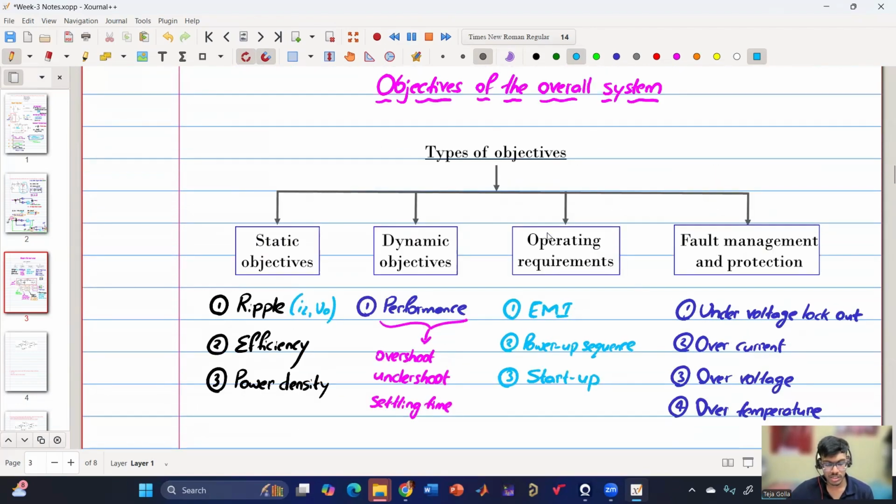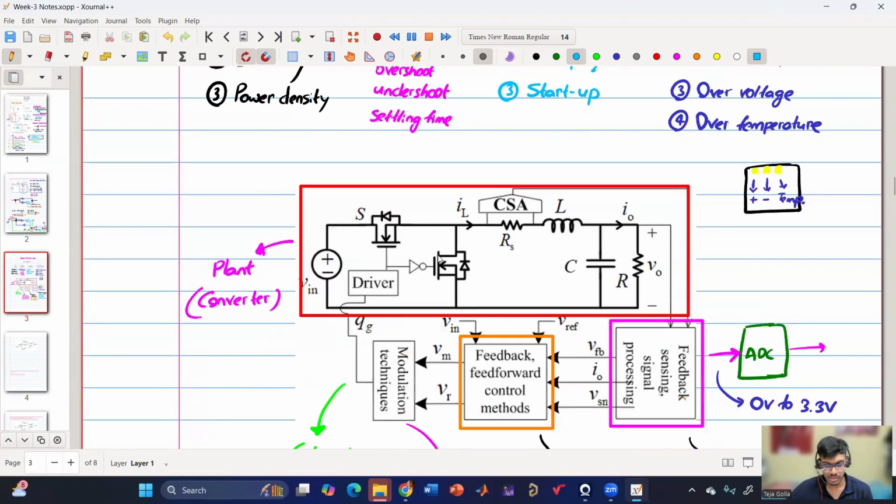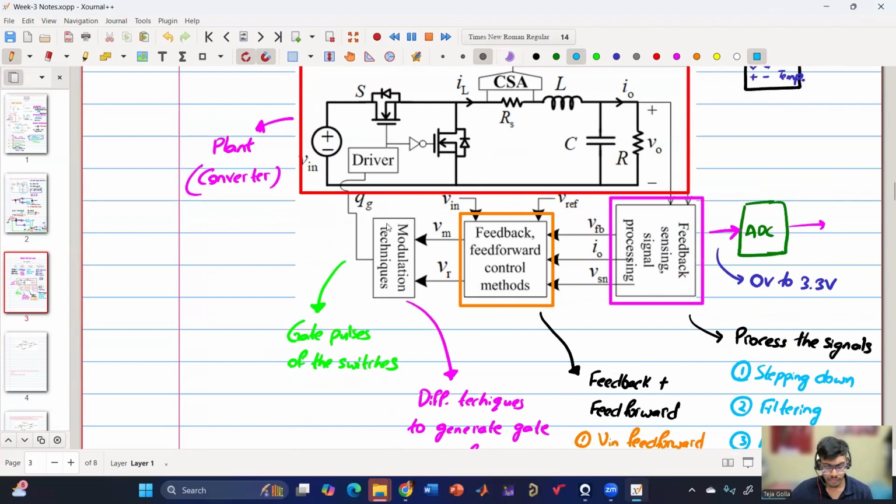So in this slide, we have discussed what the objectives of the controller are, the four main objectives, and what each individual objective means. And then we have seen what the overall structure of the controller is, what these individual blocks are for, what their working principles are, why they are needed, and what the important things are that need to be considered while designing the controller. So is this clear, or if you have any doubts, you can ask. Any doubts?